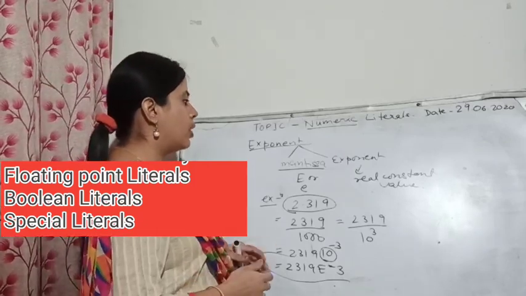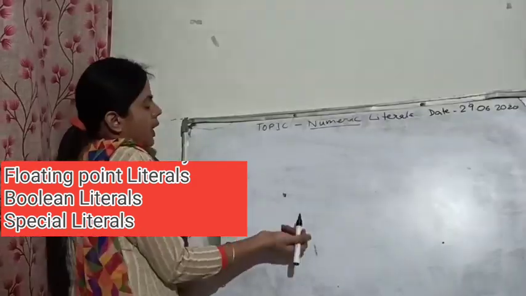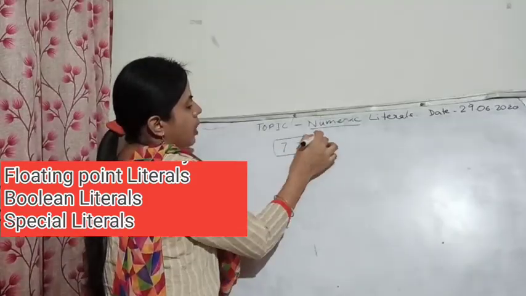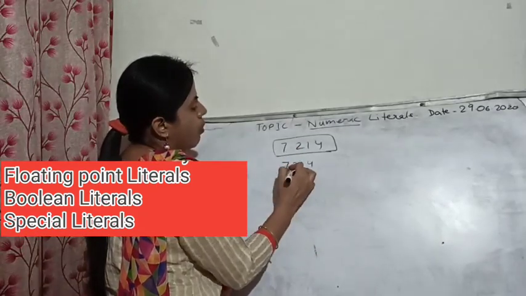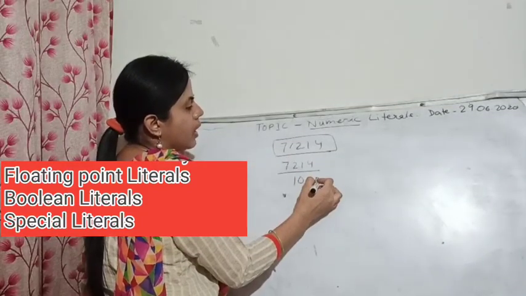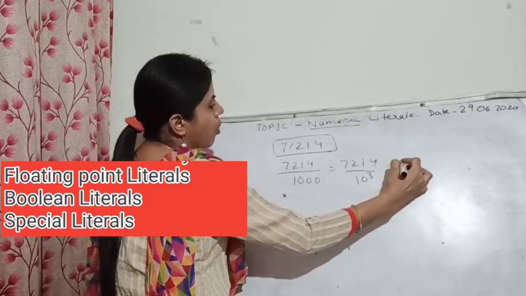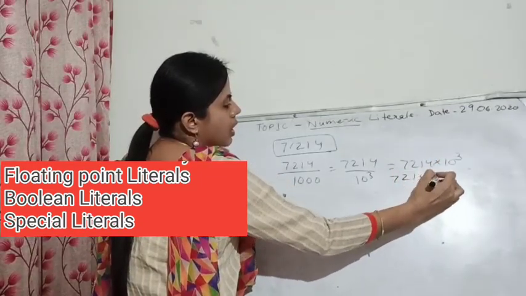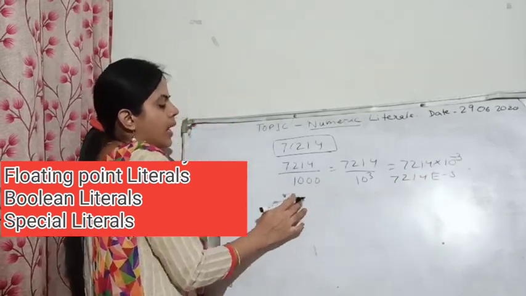Now let us find out how another number can be written in exponent form. Let us see one more example, like 7.214. Suppose we have to write this in exponent form. We can write it as 7214 by 10 to the power 3, since when you remove the point it will be 1000. So it will be written as 7214 divided by 10 to the power 3, or 7214 into 10 to the power minus 3, or you can say 7214 e minus 3. It will be minus obviously. Okay, so like this it can be written.